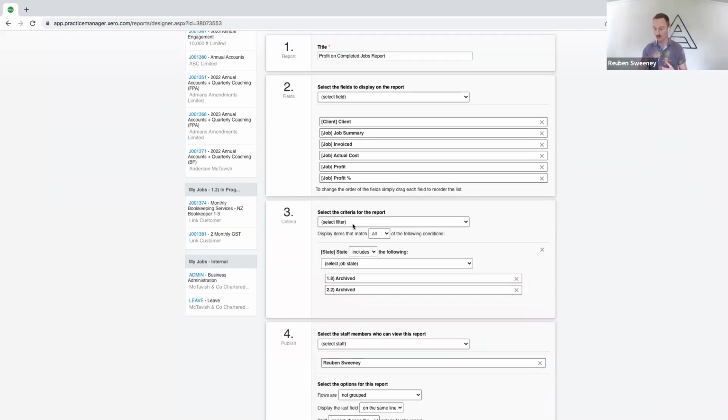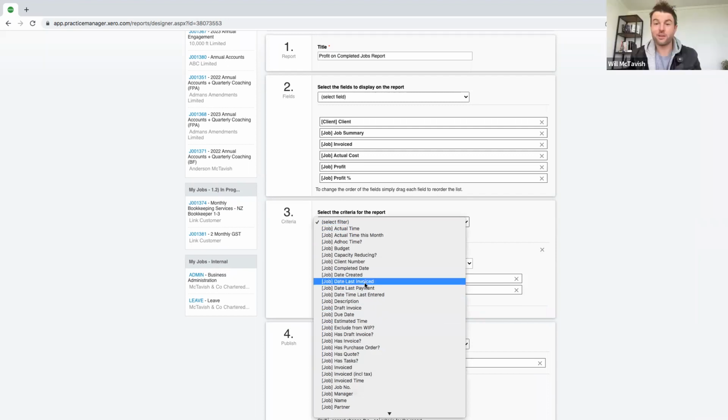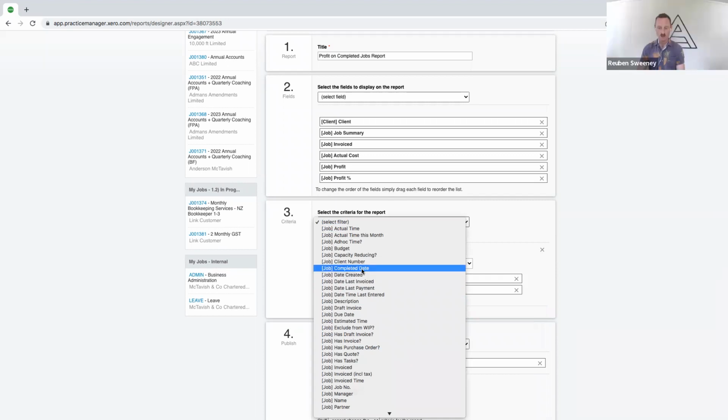Lastly, you're not going to want this for all time, especially you practices that have been using XPM for 12 years. We're going to want to bracket this somehow. At the job level, there are a limited range of dates. We could use invoiced date. I think it was date last invoiced as an option. Probably the best one, another one, Reubs, is job completed date. That's probably the best one.